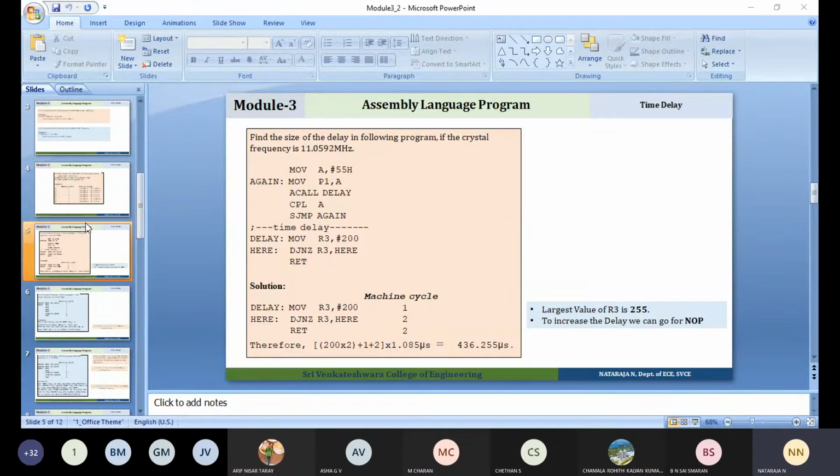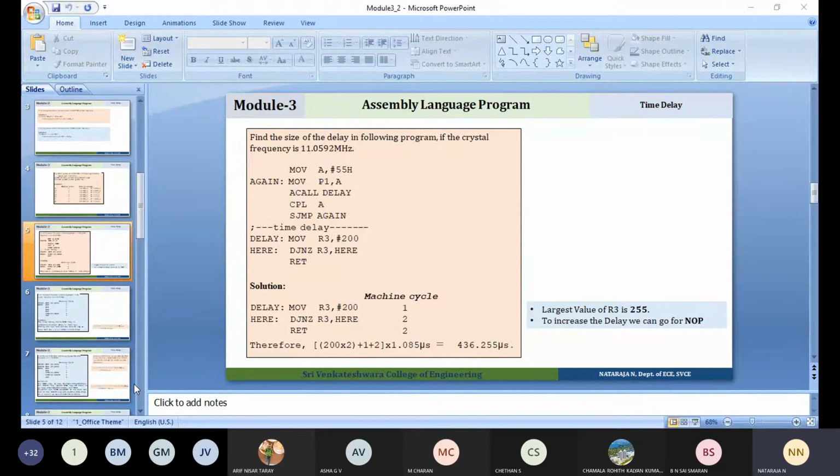Now I have the delay program: DELAY: MOV R3, #200, and HERE: DJNZ R3, HERE, and RET. What is the instruction here? For MOV R3, #200, it will take one machine cycle. Now DJNZ R3, HERE means the R3 register and a relative address. The relative address is given here itself, so it will loop around here only. For that we have 2 machine cycles.